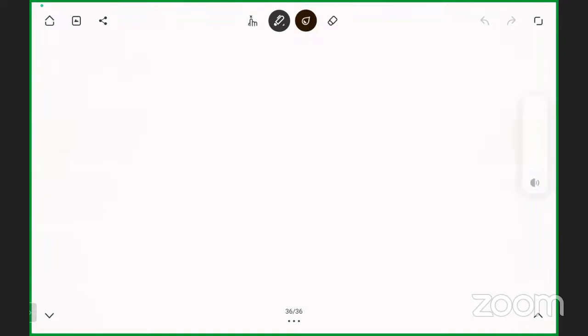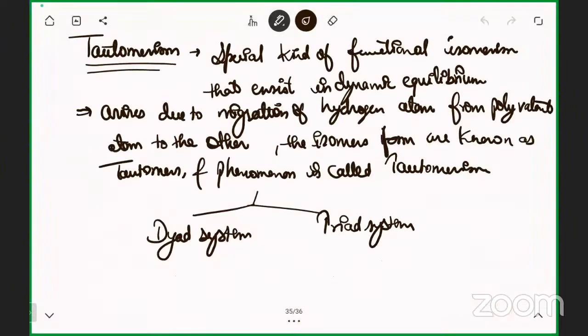So I'm moving forward. In the last class, we discussed tautomerism. What is tautomerism? It was a special kind of functional isomerism that exists in dynamic equilibrium. Why does it arise? It arises due to the migration of a hydrogen atom from one polyvalent atom to the other, and the isomeric forms are known as tautomers, and the phenomenon is known as tautomerism. We mainly discussed two types, the diad system and the triad system. We can also discuss one more type, called space tautomerism. Okay, space tautomerism we can add over here.